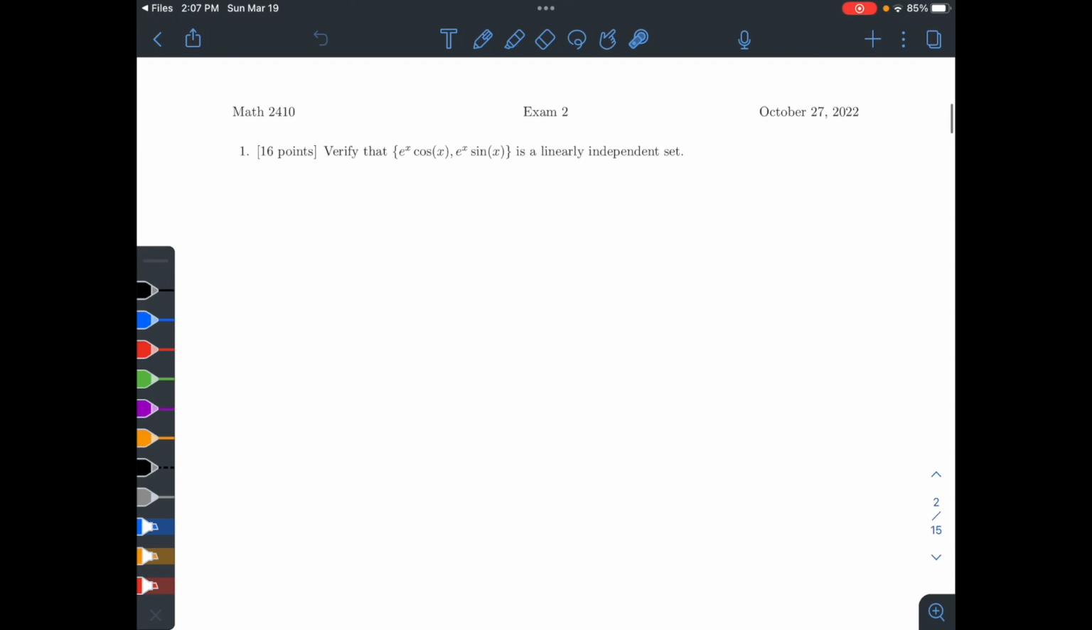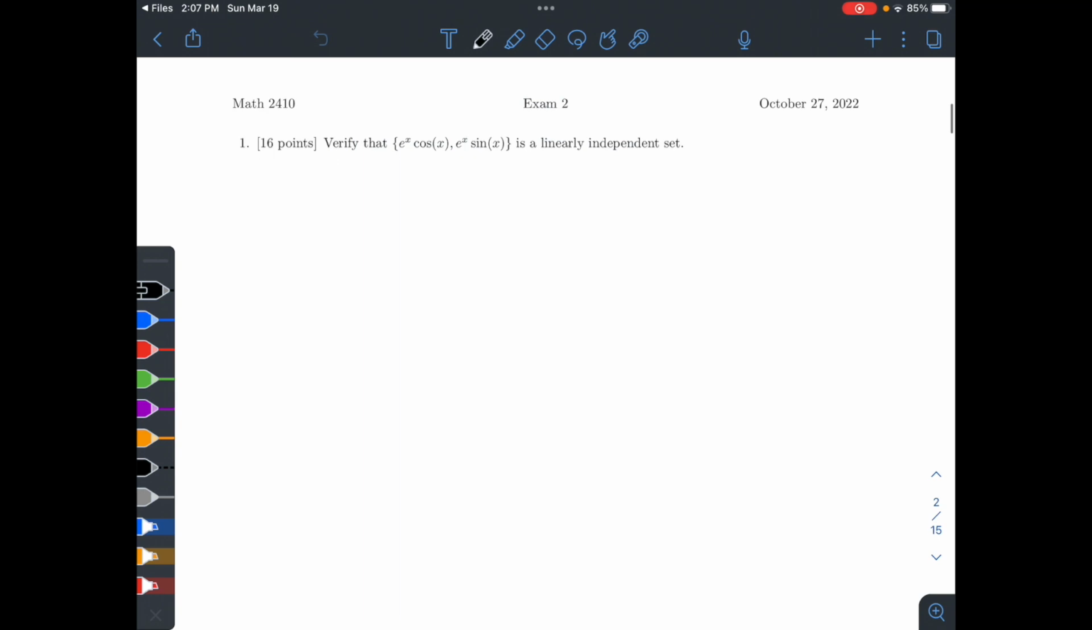All right, so verify that this is a linearly independent set. This is probably the first place where I made it a little bit too easy, because this is a very short problem. So all you have to do to verify something is a linearly independent set is compute the Wronskian of those functions. So for the Wronskian, you put the functions as the first row of the matrix, and then since there are only two functions, we only need two rows. So the second row is just going to be the derivatives of those functions.